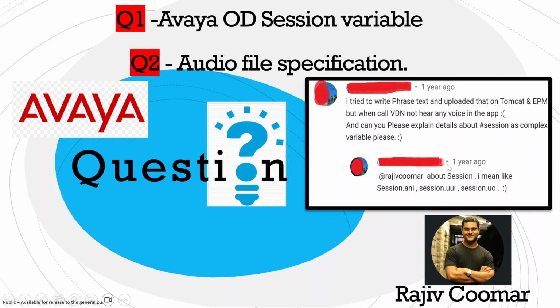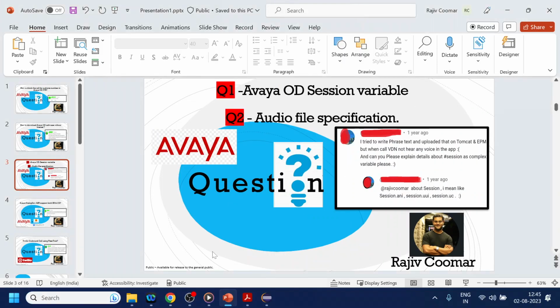So in that I asked what exactly you are looking for, like how to use. Then the user mentioned that he meant to use session, ANI, UUI, UCID and all those things. Okay, so let's try to understand the first thing, the phrase text.